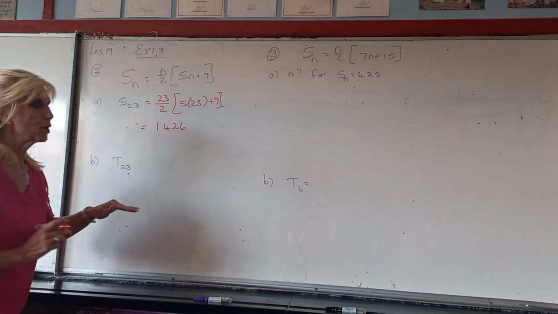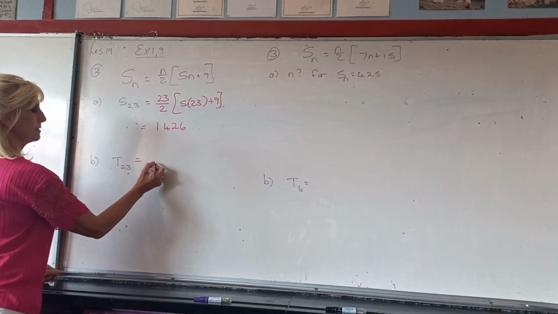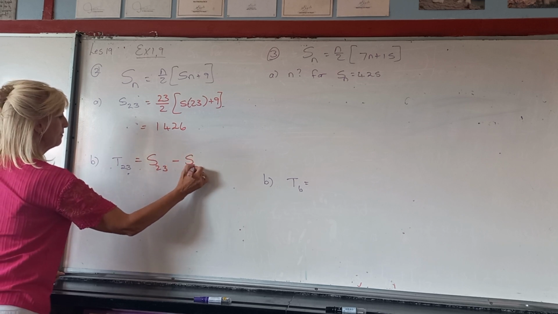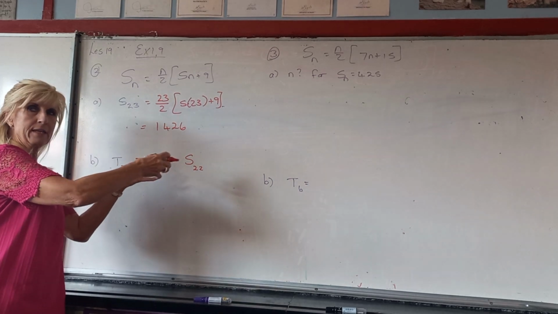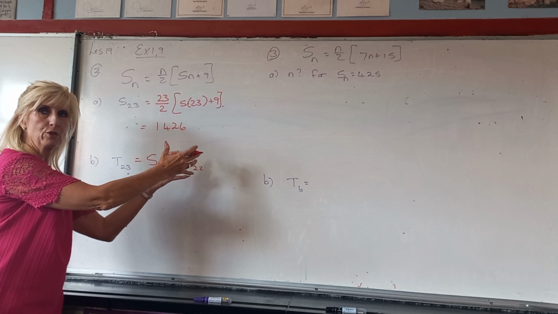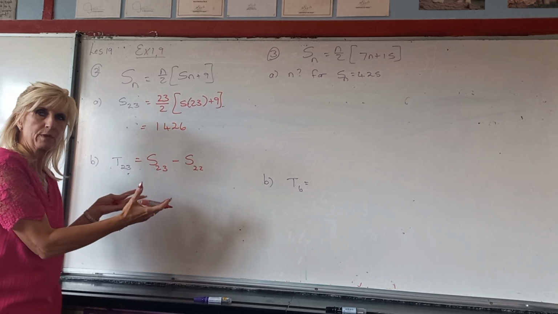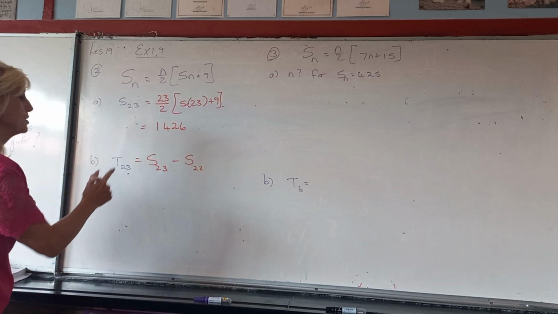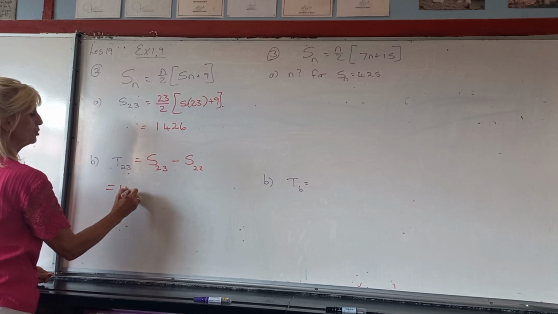Then to find term number 23, what do we need to do? We need to know that it is the sum of 23 minus the sum of 22. It must make sense, guys. Everything that accumulated to get to the sum of 22 and then accumulate up to 23, the difference would be the 23rd term. Does it make sense now? Right. So I already know S23, so that's no problem. It's going to be 1,426.